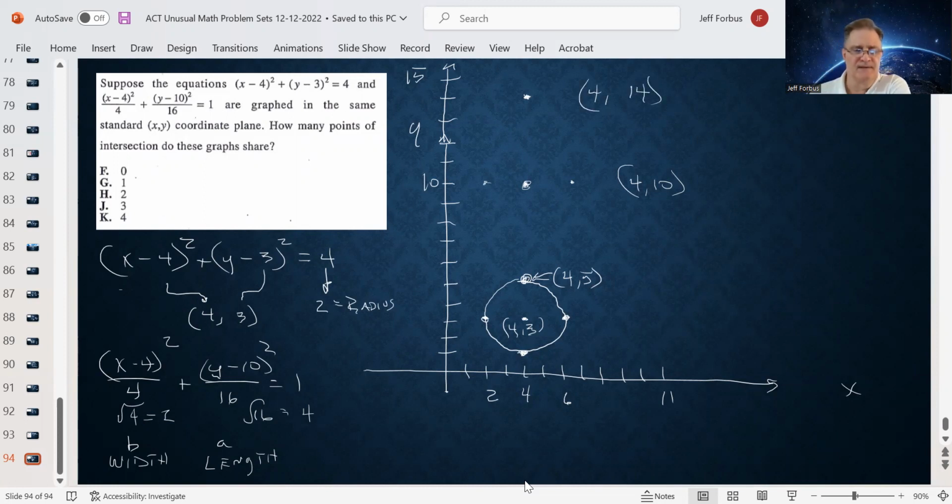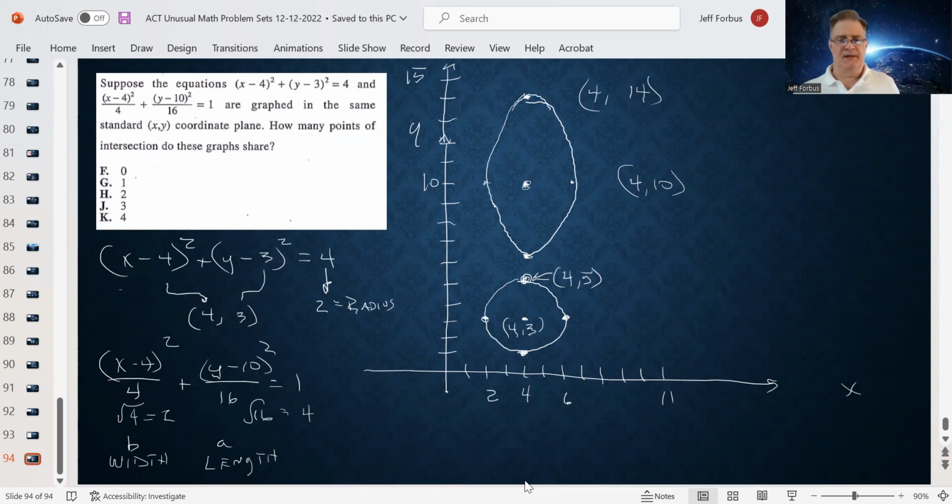Now we're going to go back to the center and go down 4. So we're at 10, go down 4. We're going to end up at 6. We know that's 5, so 1 up is 6 right there. Okay, so now I've got some points where I can make a rough sketch of my ellipse. Like this.